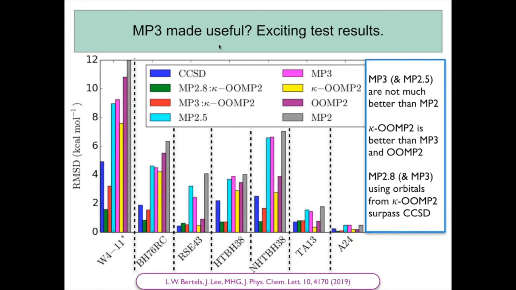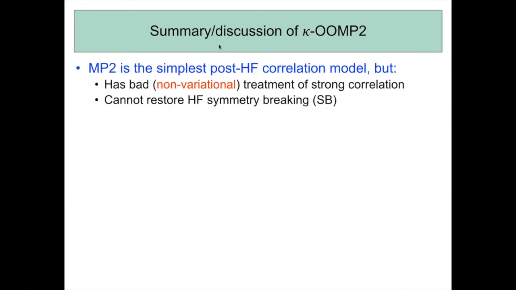And then you could take one of the data sets, we took W411, and asked, should we use 100% of MP3 or not? And the green bars are the result of Luke optimizing a fraction of PT3 correlation, which is 80%, or if you prefer, MP2.8. And while this is, in a way, a short webinar, this is a moment worth dwelling on, which is remarkably, MP2.8 and MP3 using the kappa MP2 orbitals are capable of outperforming CCSD on at least 5 of the 7 data sets. Very interesting.